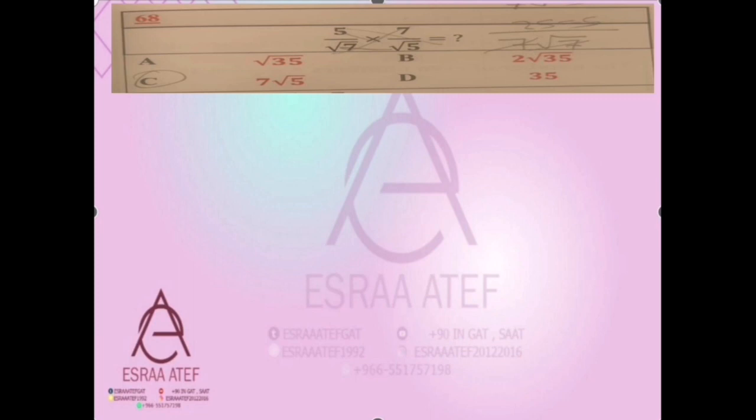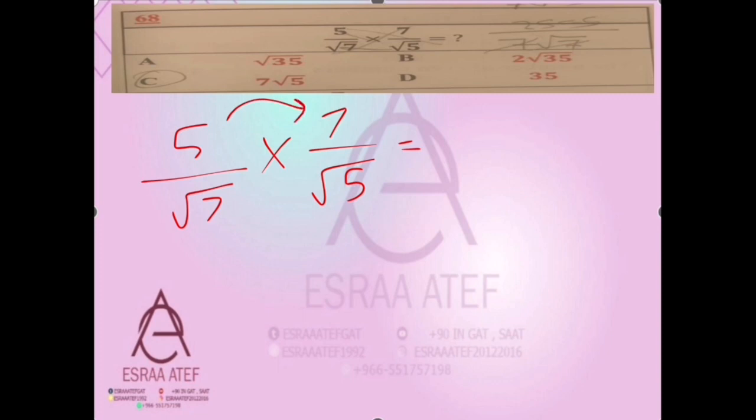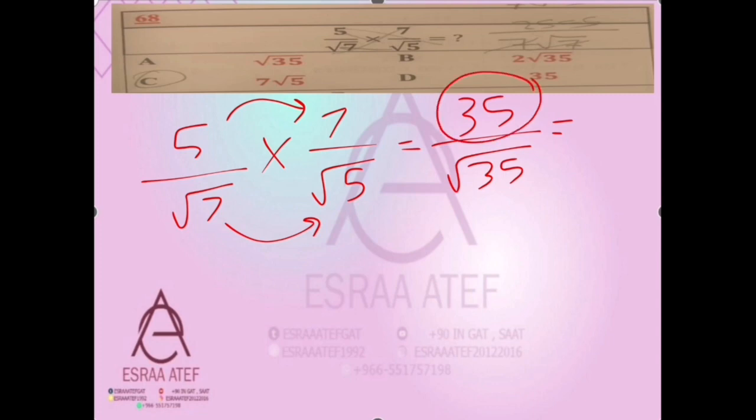Okay, here we have 5 over square root of 7 times 7 over square root of 5. It's very easy. I have these numbers, and then I will multiply this by this and this by this. 5 times 7 is 35, and square root of 7 times square root of 5 will be square root of 35. Any proper number like 35 means the squaring of its radical.